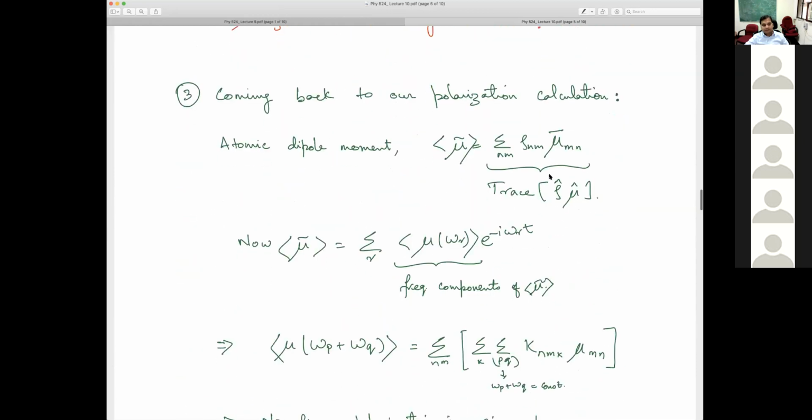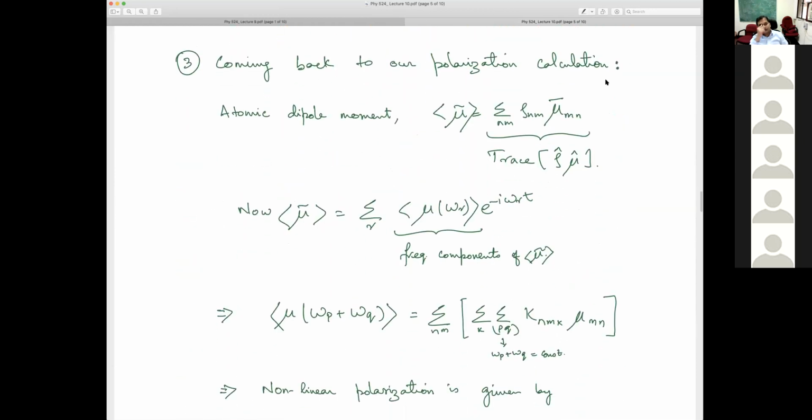Let's come back to the polarization calculation. So the dipole moment calculation is just the trace of rho times the mu operator. And if I write the matrix product, then I have to sum over m, rho nm mu mn. And trace means I'll sum over the diagonal element. So I'll sum over the nth element. So that is the sum over n basically.